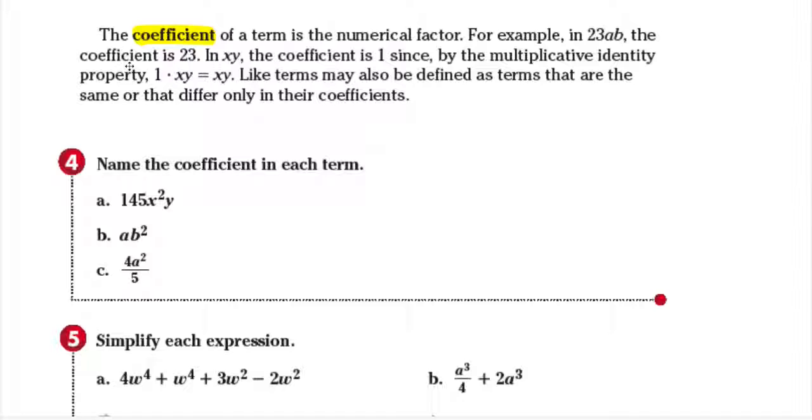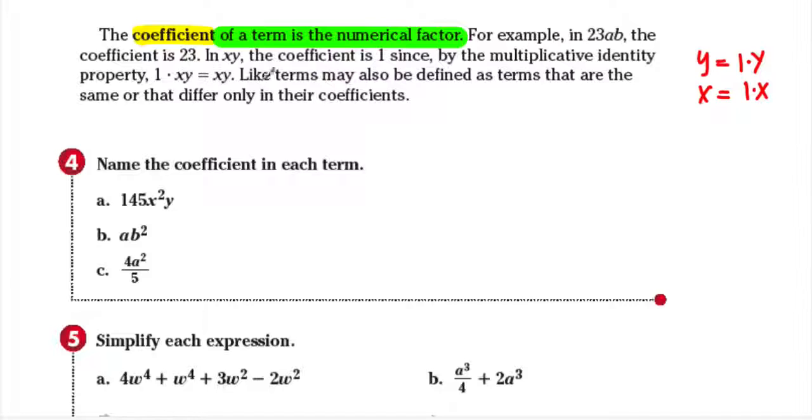Coefficient, another definition that needs to be written down. You'll be carrying this with you all the way to high school. The coefficient of a term is the numerical factor. For example, in 23ab, the coefficient is 23, and in xy, the coefficient is 1, since by the multiplicative identity property, 1 times xy equals xy. Whenever you have a variable that does not have a coefficient readily seen, for example y, the coefficient of y will always be 1 because that's equal to 1 times y. The coefficient of x will always be 1 because that's 1 times x.